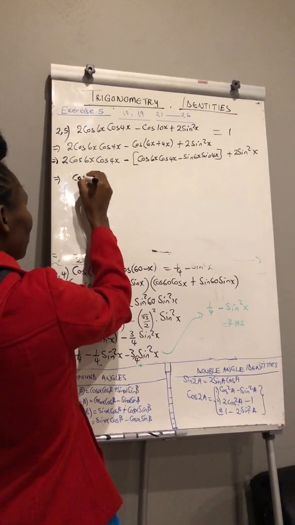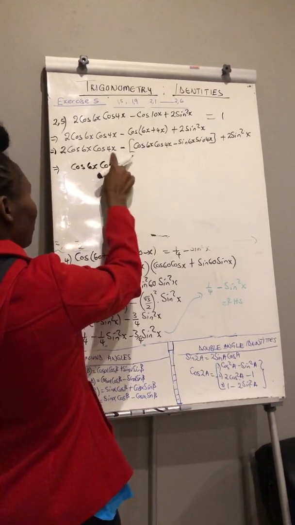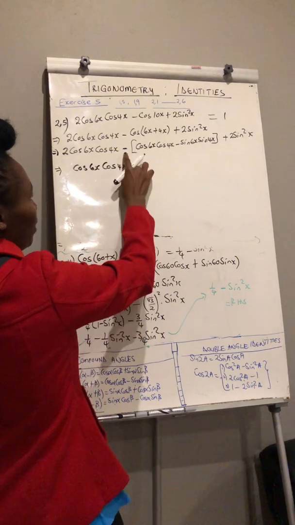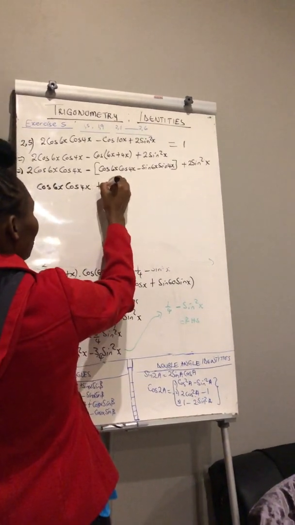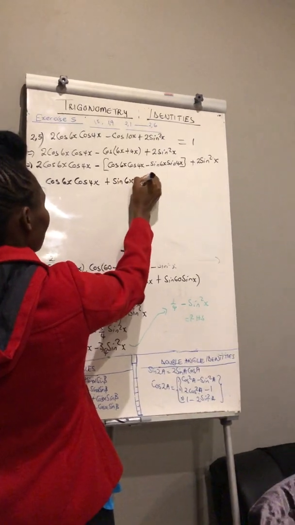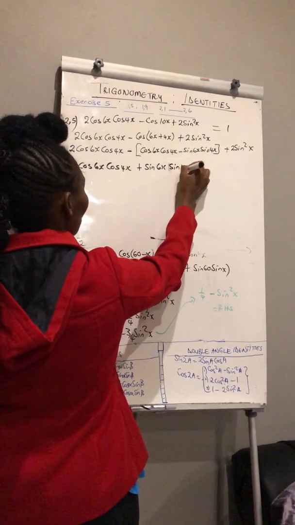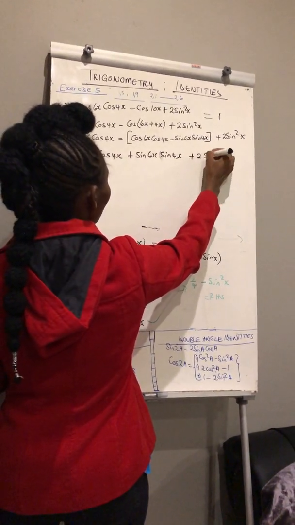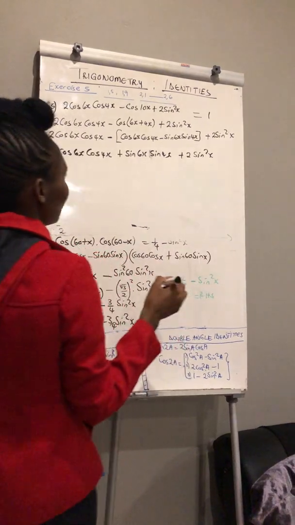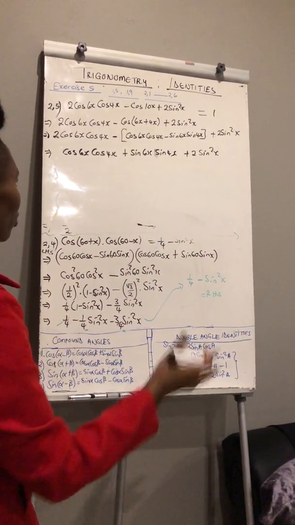So I'm going to write cos 6x cos 4x, since one of them is cancelled by this one. But this negative is going to make that one positive. So I'm going to write it as sine 6x sine 4x positive. There is still that plus 2 sine squared x that we have to keep with us all the time. Seemingly doing nothing there. Okay, good.